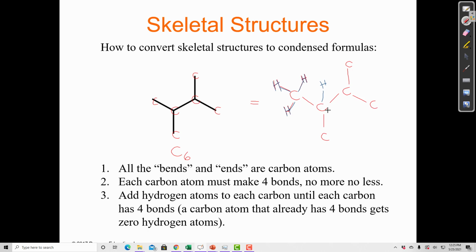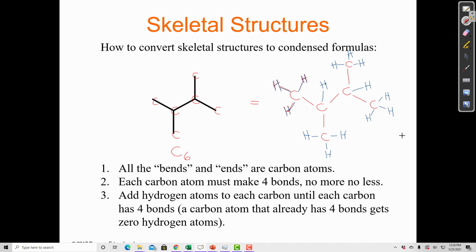Here I have 1, 2, 3, 4 bonds now. This carbon has 4 bonds, with one of those being a bond to H. This carbon has 1, 2, 3. It needs one more. H. Now this carbon has 4. This carbon has 1 bond, so it needs 3 H's. H, H, H. And this one needs 3 H's. H, H, H. And this one needs 3 H's. Right, and now I have 1, 2, 3, 4 for each one. All right, every carbon atom has 4 bonds.